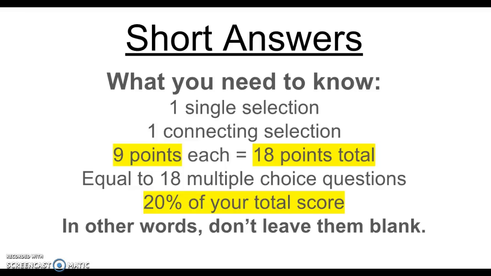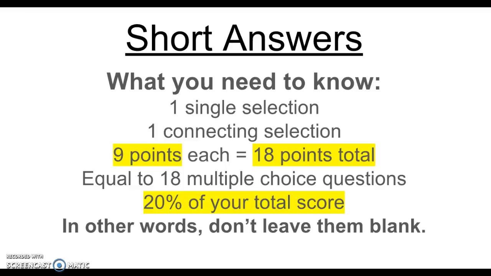You're going to have one single selection short answer that asks you an open-ended question about a single story, poem, drama, or other expository article maybe. And then you're going to have one connecting short answer. That means you're going to have two passages that are paired together, and you have to find the connection between them and then answer an open-ended question about it.